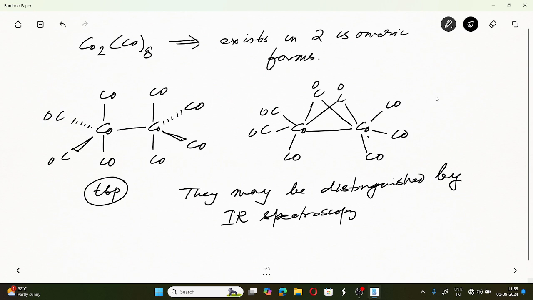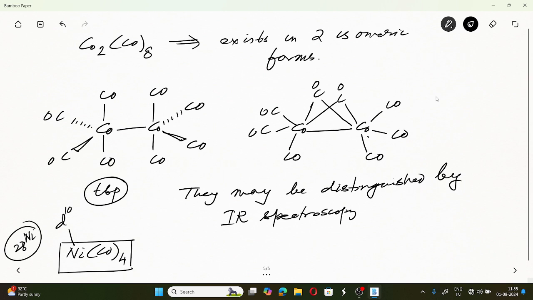And finally, Ni(CO)4, nickel tetracarbonyl. See, this is a nickel. Nickel is atomic number 28, so after 18 there are 10 electrons. All the electrons will enter the d orbital, so it's a d10 system. Now you know that for a d10 system there is no crystal field stabilization, isn't it? So since there is no crystal field stabilization and the coordination number is 4, it will assume tetrahedral geometry in order to minimize steric repulsion.